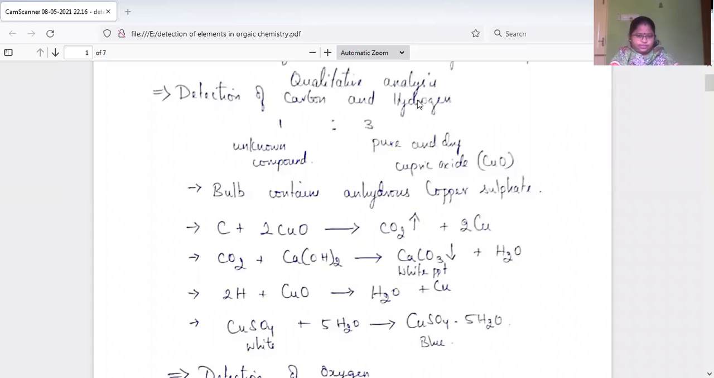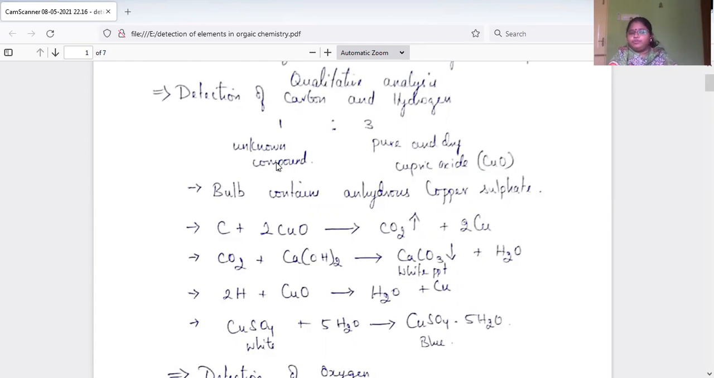These are qualitative analysis methods, which means we can't say how many grams of that element are present in the organic compound by doing these methods. Okay, we can find only whether that element is present or not. Okay, fine. So first, deduction of carbon and hydrogen. Actually, this is easy as well because we know carbon and hydrogen are there in the organic compound, right? But still, we use this method to confirm that.